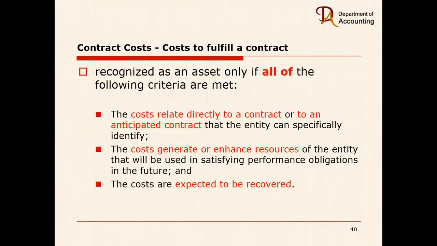The cost generate or enhance the resources of the entity that will be used in satisfying performance obligation in the future. එතකොට මේ පිරිවැය අපි දරන ඒ තුලින් generate කරනවා ව්‍යාපාරයට resource එකක්. So it is again the asset. At the end of the day, it is a kind of asset. So even when it comes to this, it could be something like you may be acquiring a particular kind of machinery item because of the contract. That is also the case.